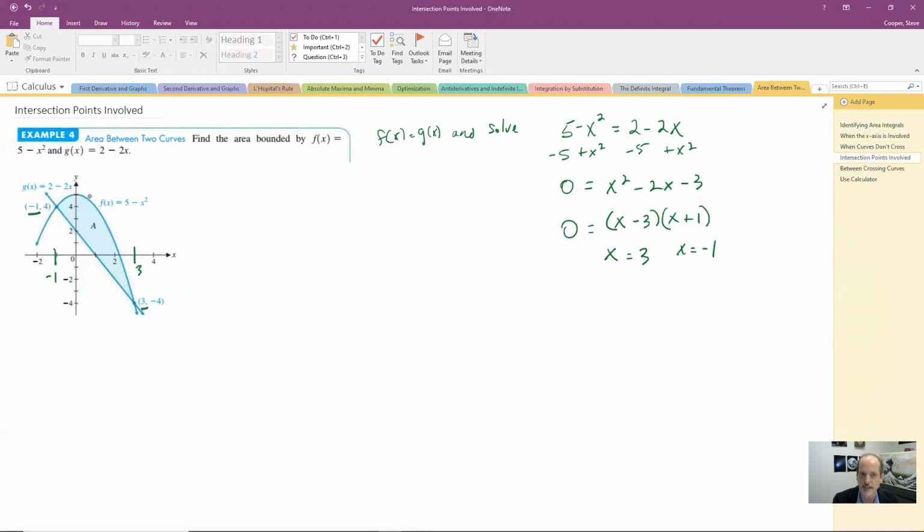And f of x is on top during that whole interval. So we want the integral from negative 1 to 3 of f of x, which is 5 minus x squared, minus g of x, which is 2 minus 2x.